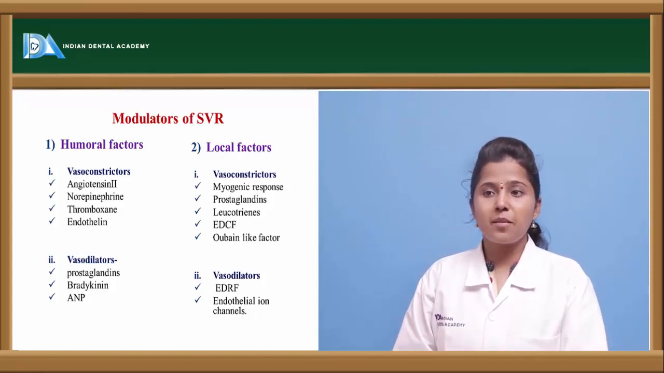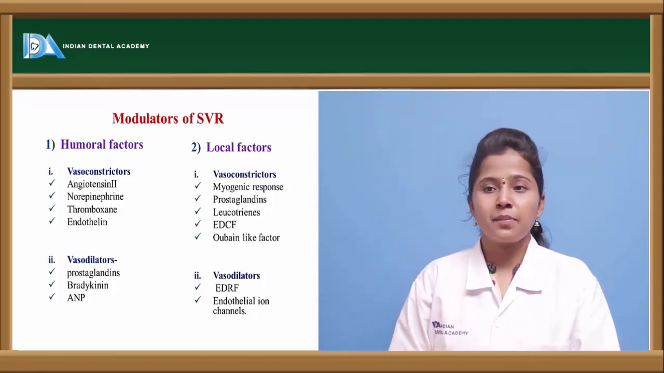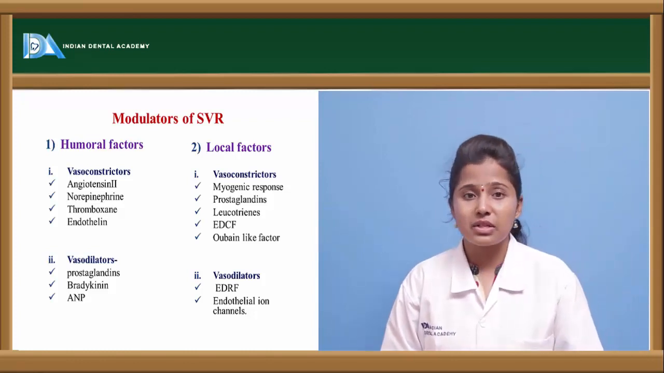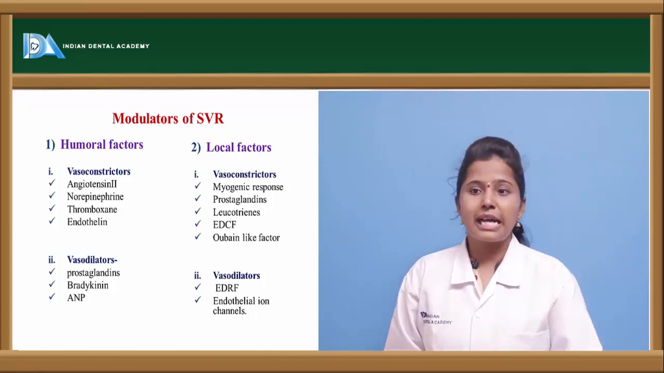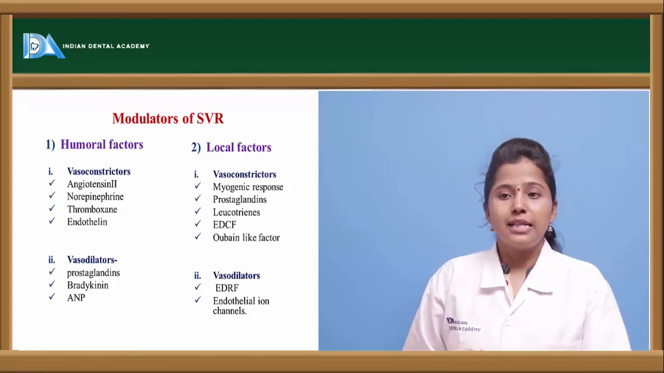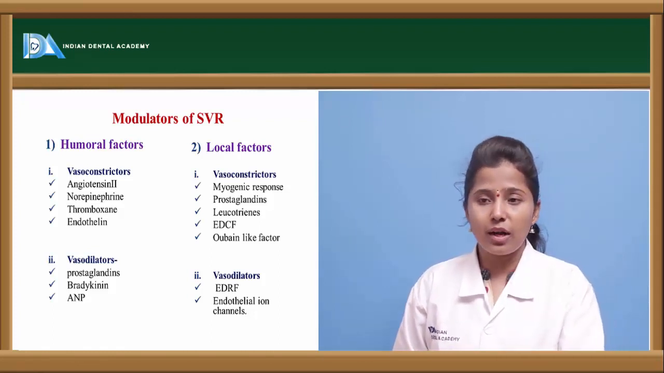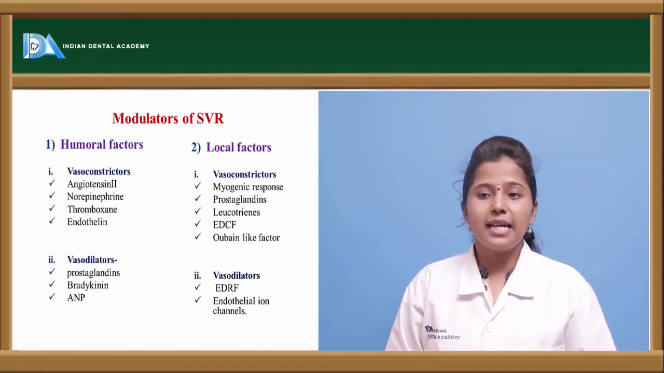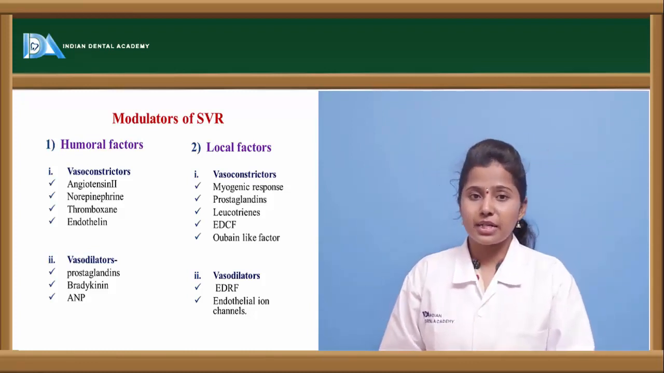So modulators of systemic volume resistance are two factors. Humoral factors are there and local factors are there. Humoral factors are nothing but vasoconstrictors and vasodilators. So vasoconstrictors and vasodilators, they influence the contractility of the heart. So vasoconstrictors like angiotensin 2, norepinephrine, thromboxane and endothelin, these are a few of the vasoconstrictors which modulate or influence the systemic vascular resistance. Vasodilators like prostaglandins, bradykinin and AMP. This is a type of vasodilator which modulates systemic vascular resistance.